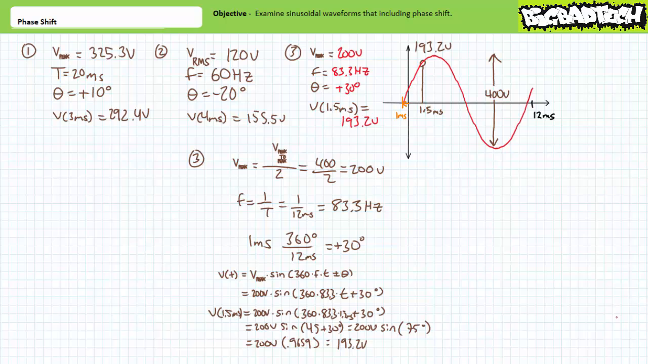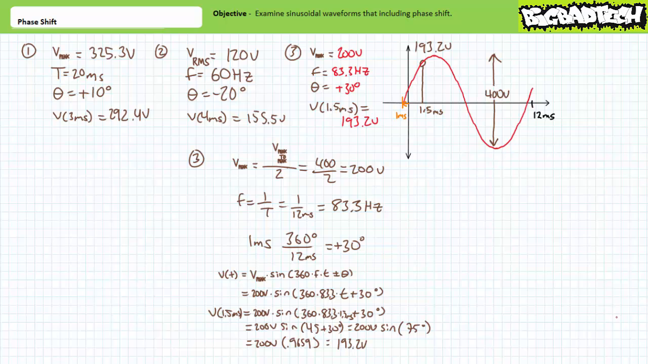A peak-to-peak value of 400 volts corresponds to a peak value of half that, or 200 volts. A period of 12 milliseconds corresponds to a frequency of approximately 83.3 Hz. And a shift of 1 millisecond, given a 12 millisecond period, corresponds to a phase shift of positive 30 degrees, as this illustrated operation shows. Again, it's just a unit conversion, folks. Don't freak out. Don't make this too hard.